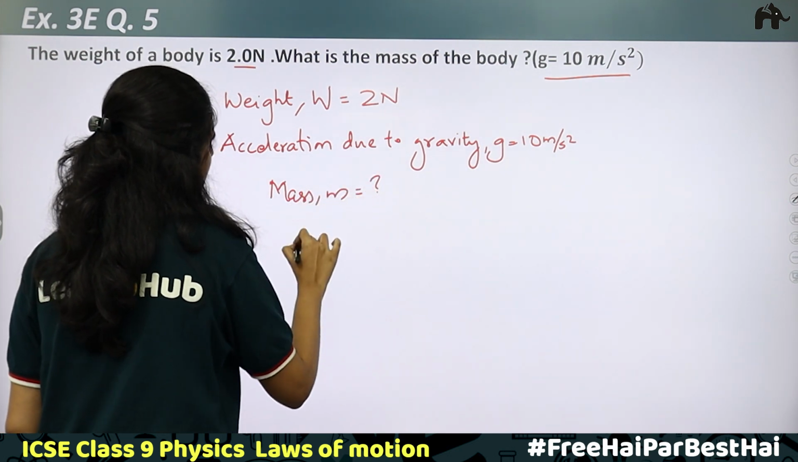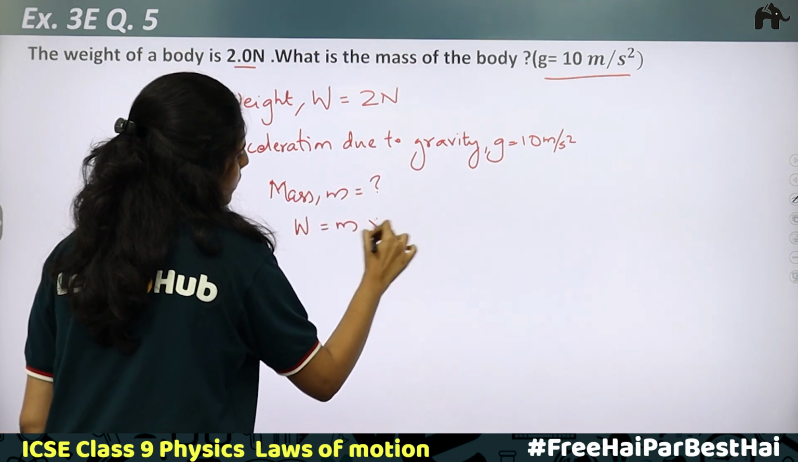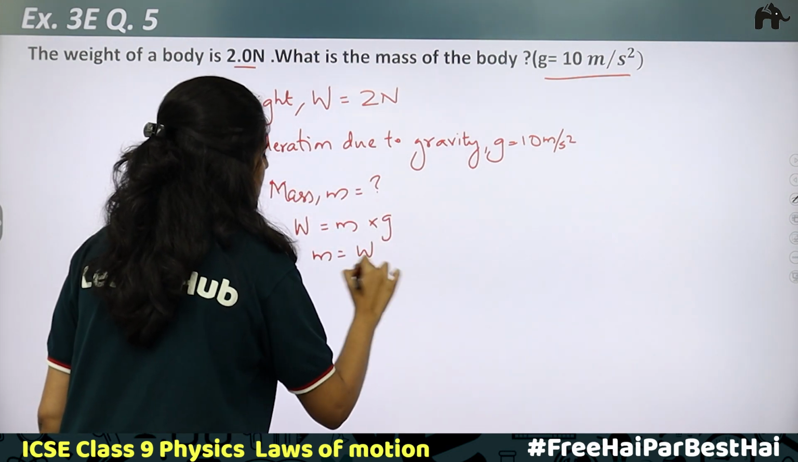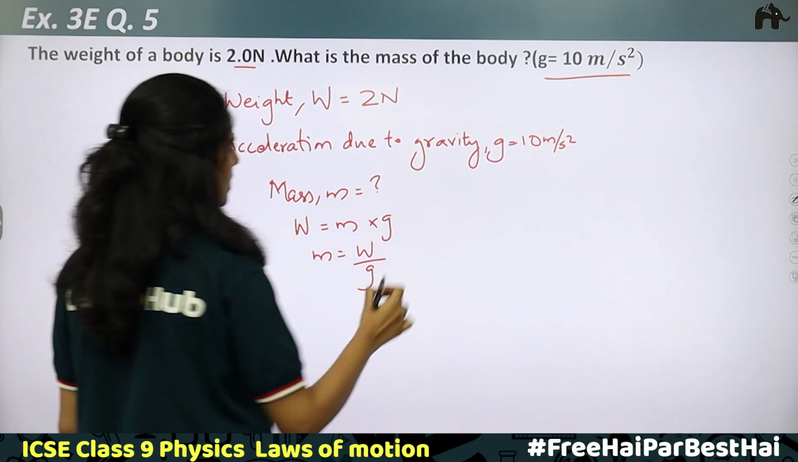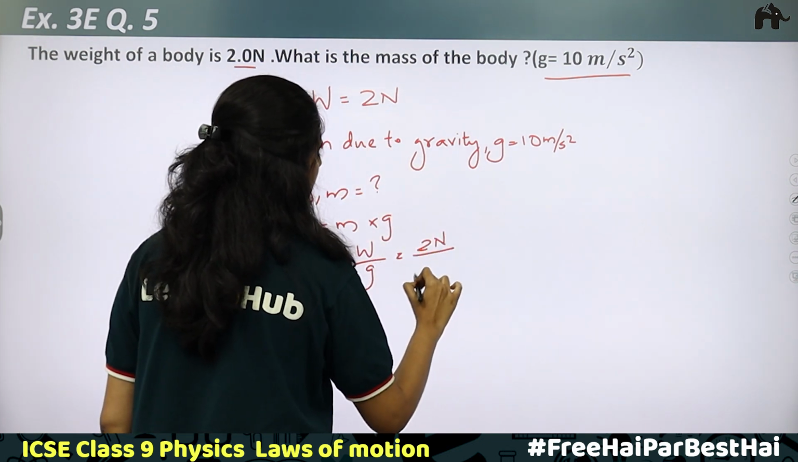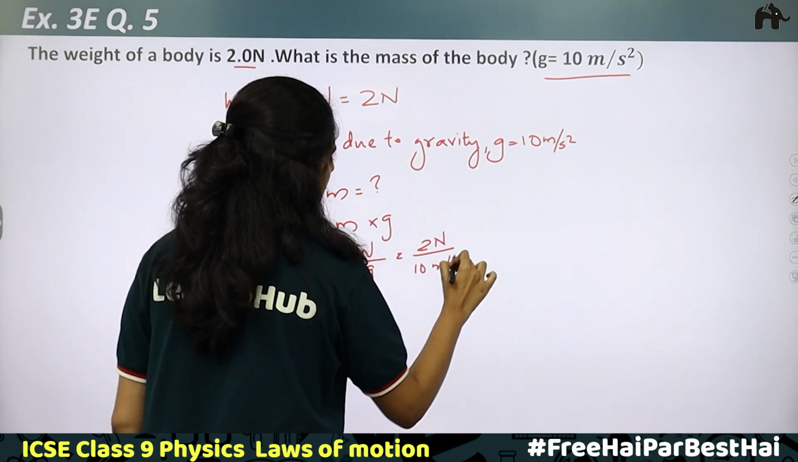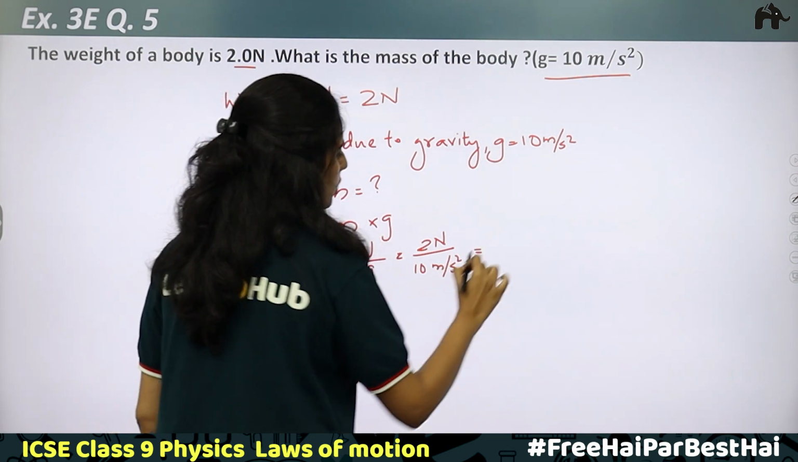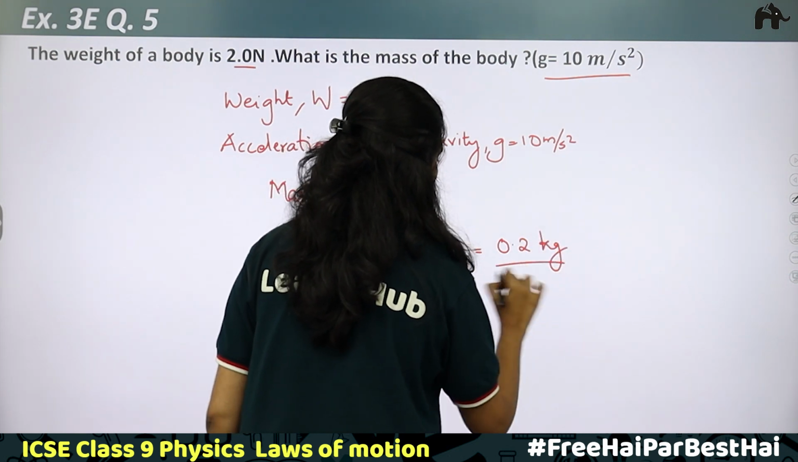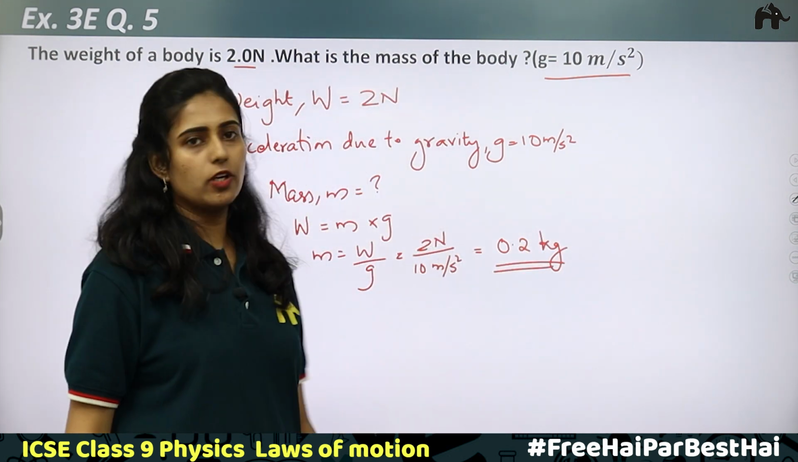What is the relation? Weight is equal to mass into acceleration due to gravity. Then mass will be equal to weight divided by acceleration due to gravity. Weight is 2 Newton divided by 10 meter per second square, that is equal to 0.2 kilogram. The unit of mass is kilogram. The answer is 0.2 kilogram.